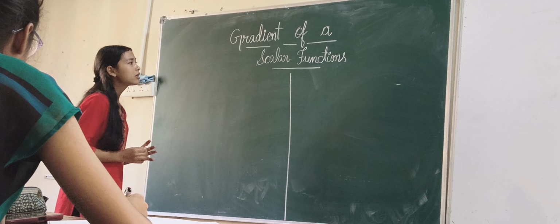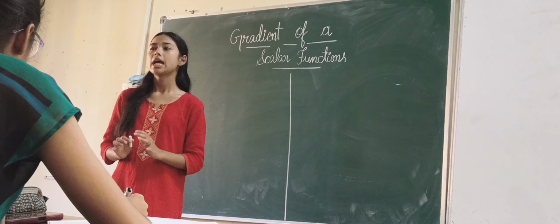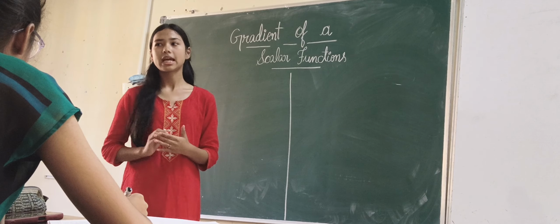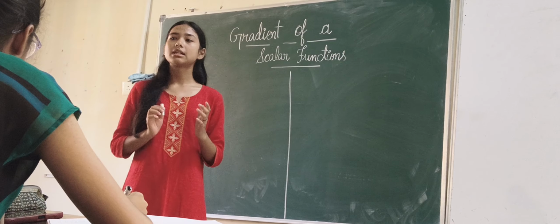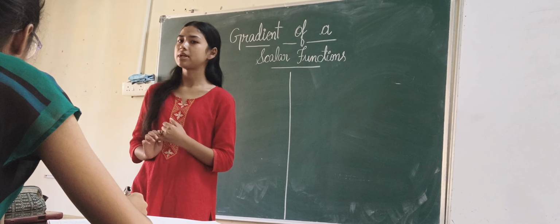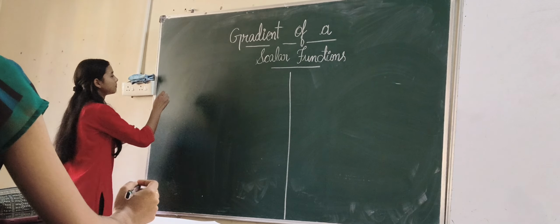So when we say gradient of a scalar function, it means a vector quantity having both magnitude and direction of the function at any point in space. And when we say space, it means the three-dimensional region that is described by x, y, z coordinates. So I'm going to write the definition.